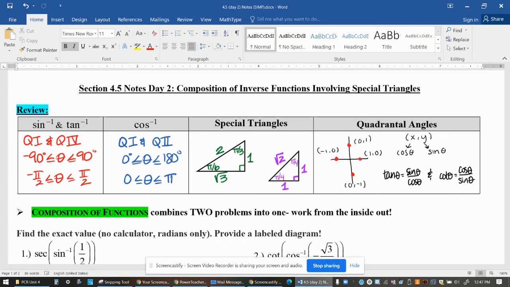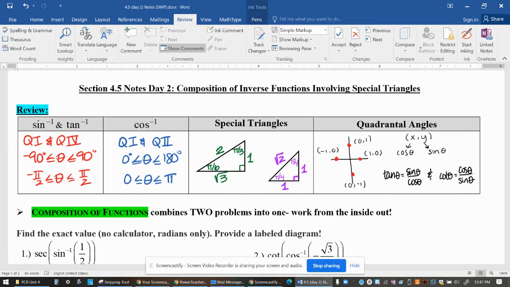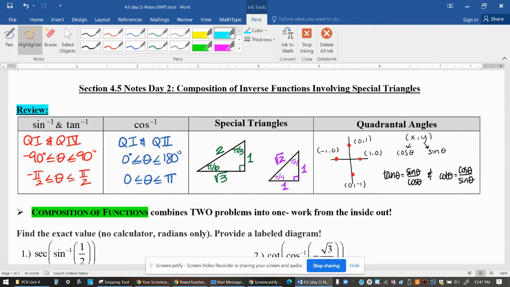Also, quick reminder that when it comes to quadrantal angles that land on the x or the y-axis, you want to use the coordinates, remembering that cosine is the x value of the coordinate and sine is the y value. I've been noticing that a lot of students are forgetting this relationship, so I'm going to highlight it in blue. Don't forget that the tangent of an angle is always the ratio of its sine over cosine. So tangent of theta equals sine of theta over cosine of theta, and likewise cotangent would be cosine over sine.